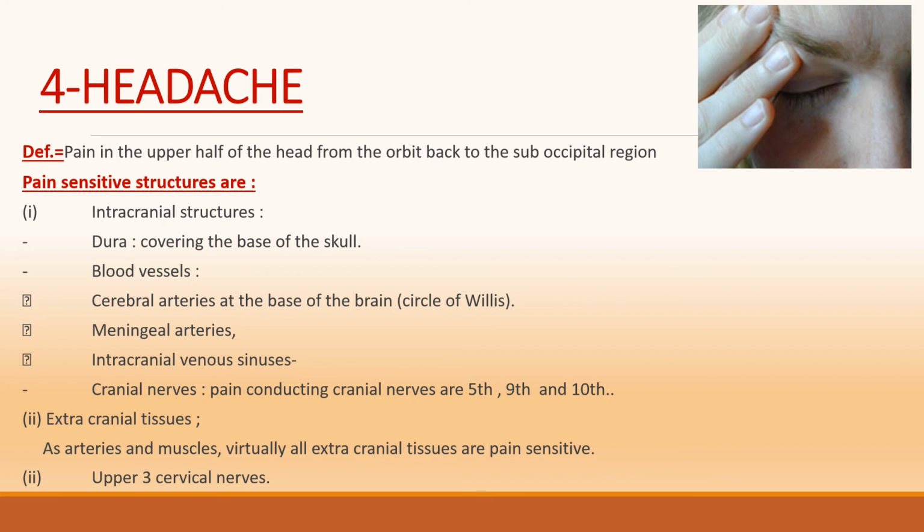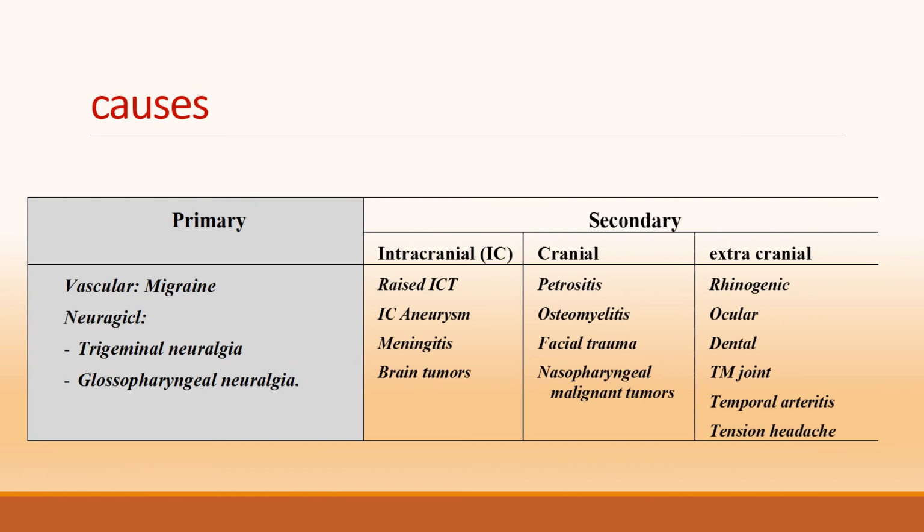Extracranial tissues have arteries and muscles. Virtually all extracranial tissues are pain sensitive. And the upper 3 cervical nerves. Causes of headache. We have primary and secondary.